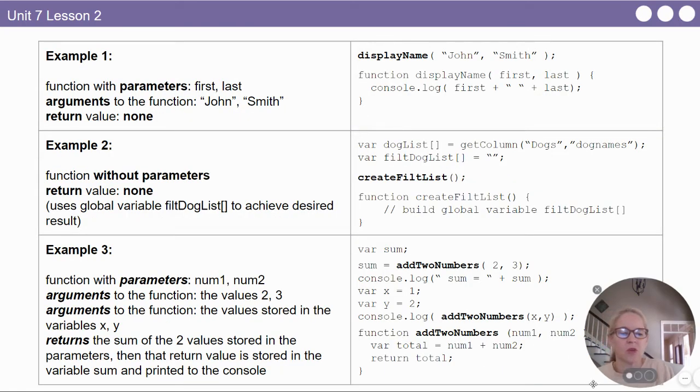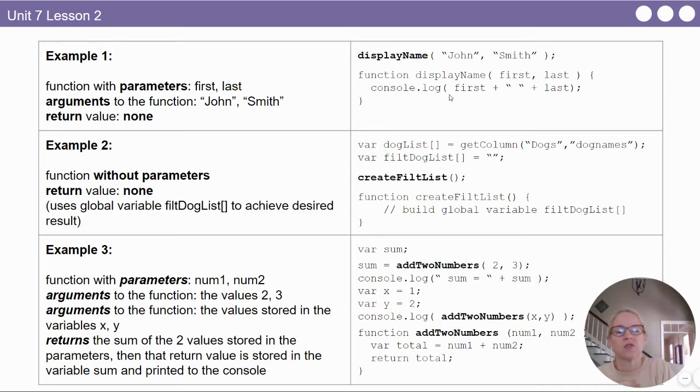Here is example 1. And then on the right-hand side is the code. This is a function with parameters, and the parameters are first and last. If you look at the function definition, first and last. The arguments to the function were John and Smith, 2 strings.